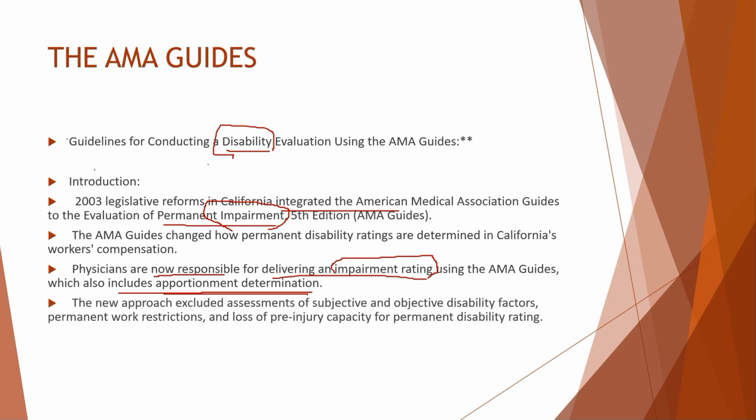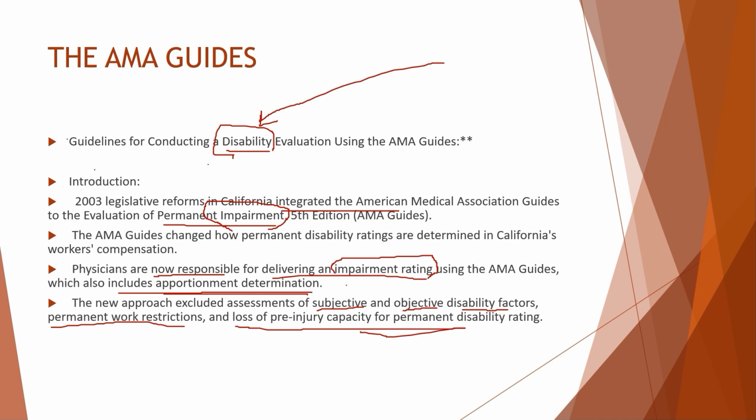So this new approach under the AMA guides excludes assessments of some of the former considerations that used to go into a determination of the disability rating, such as subjective disability factors and objective disability factors. These are two separate and distinct considerations that contributed to disability ratings. Also, permanent work restrictions used to be a major factor in determining the disability rating. And finally, loss of pre-injury capacity was the fourth consideration that went into permanent disability rating awards.